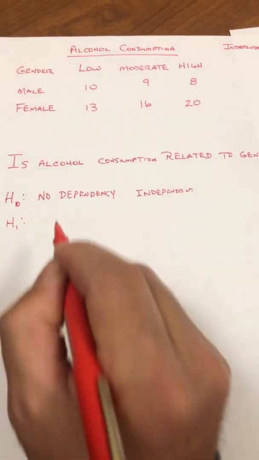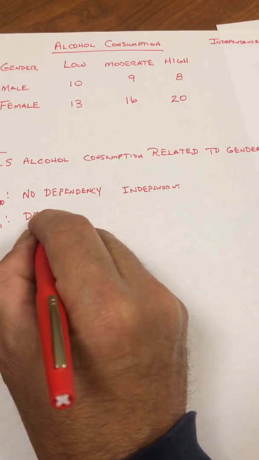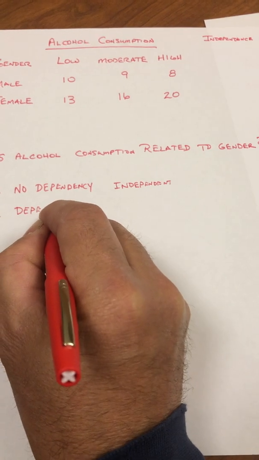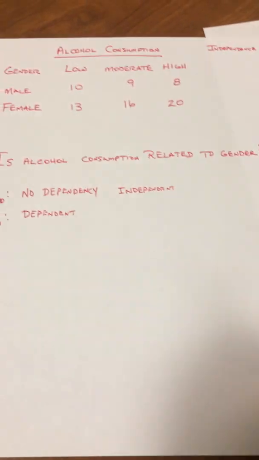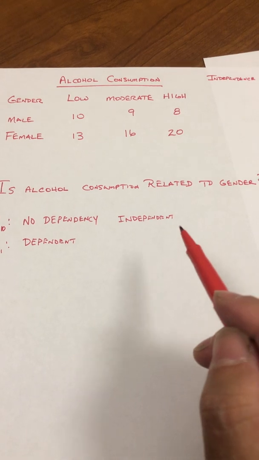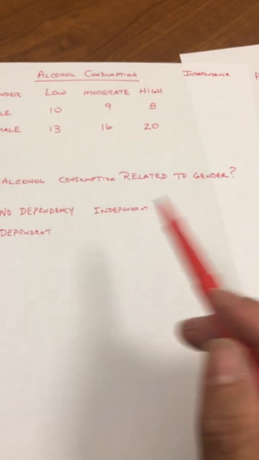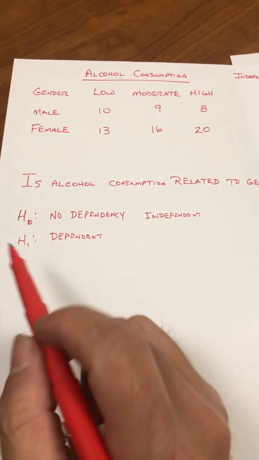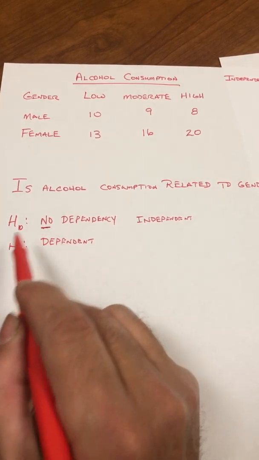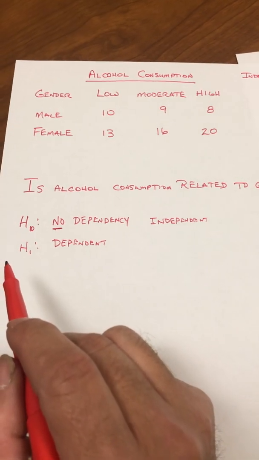of each other. The alternative to this, then, of course, is that they are dependent on each other. So the alcohol consumption depends upon the gender of the individual. So again, remember, the key here is that you always put the word no in the first part of this.